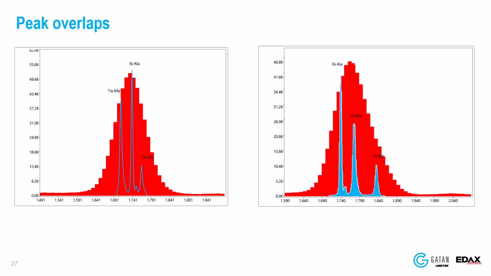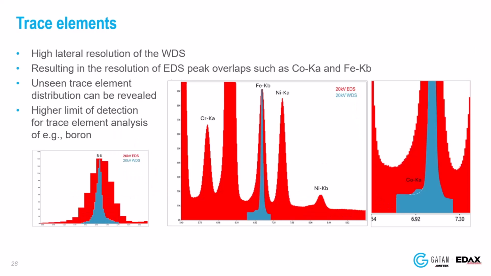A common example here with silicon is the presence of tantalum and tungsten, as shown in the image. EDS alone is not very helpful, as those peaks are so close by that small concentrations of tungsten or tantalum in silicon are hardly recognized in shape changes with the EDS.